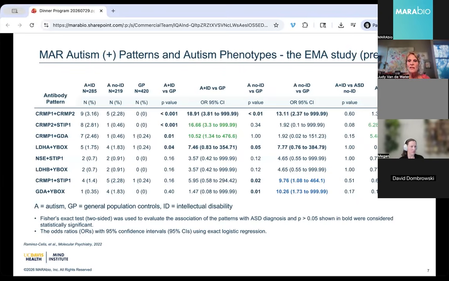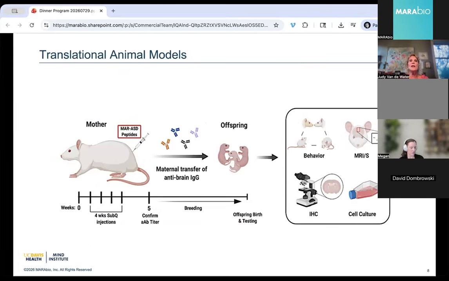But next. So we've assessed and determined that these are very good biomarkers. I'm really interested in, do they have pathologic significance? And for that, we use animal models. We've done passive transfer studies that demonstrated there is pathology associated with the presence of human antibodies in our animal models. But we wanted to create an animal model that was more reminiscent of the clinical picture.